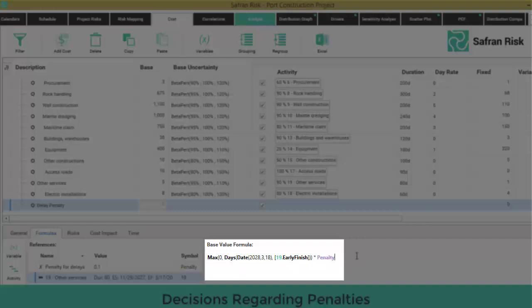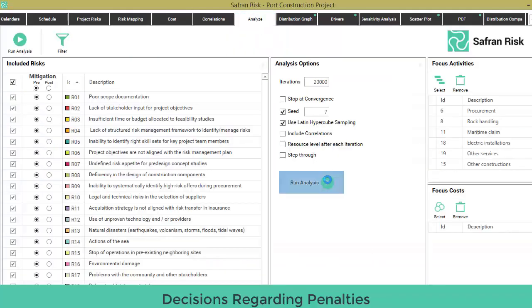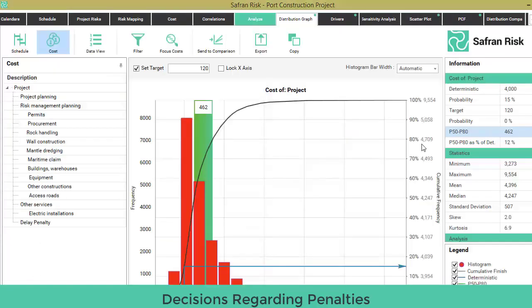If there's an actual early finish on the project, the max function guarantees that only positive delays will be considered in the formula. With this delay functionality in place, we now proceed to simulate on the Analyze tab. Now, shift to the Schedule icon on the distribution graph.